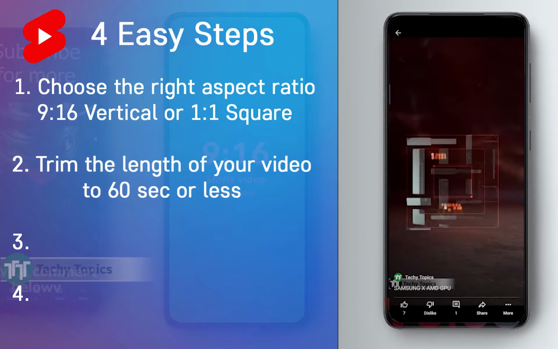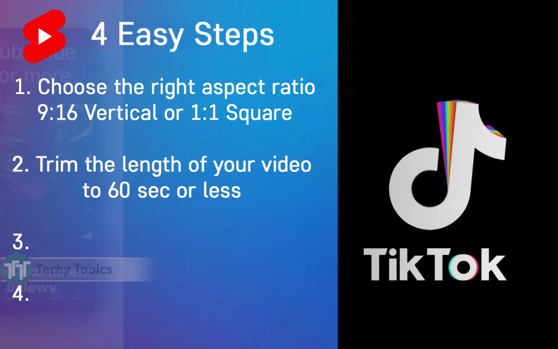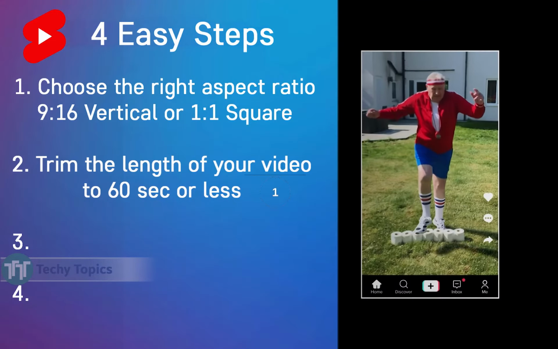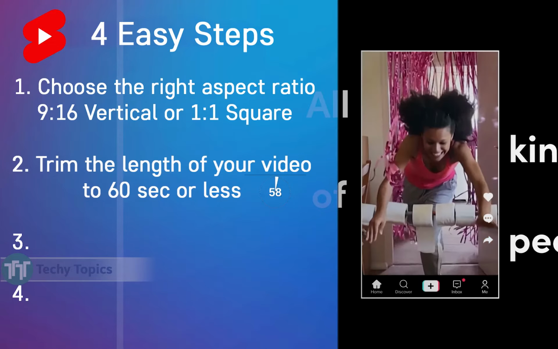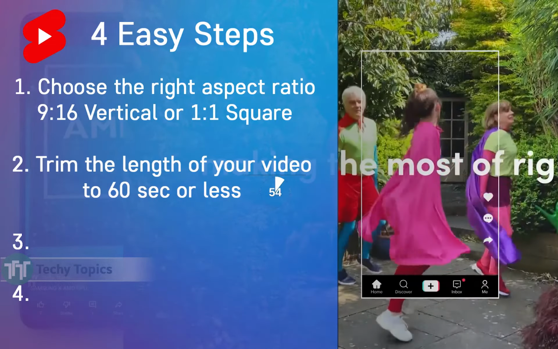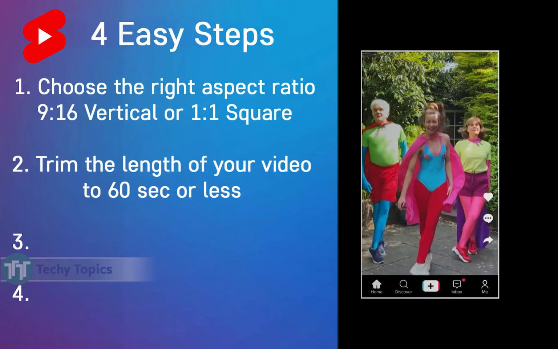Second, trim the length of your videos. Just like TikTok, YouTube Shorts has a length restriction for videos. When optimizing your video, be sure to trim your video down to 60 seconds or less in length. To play safe, you could trim your video down to 58 or 57 seconds.